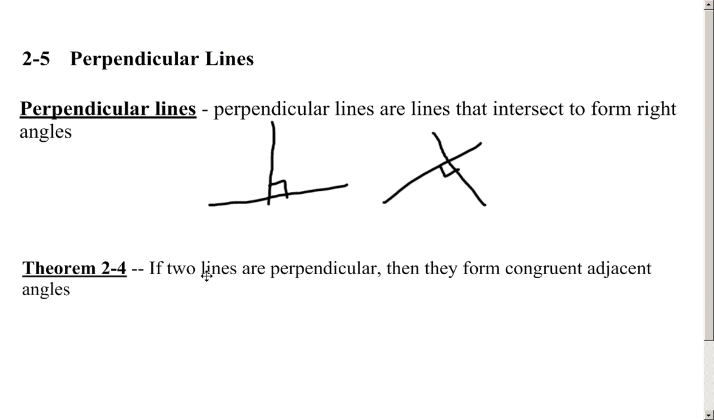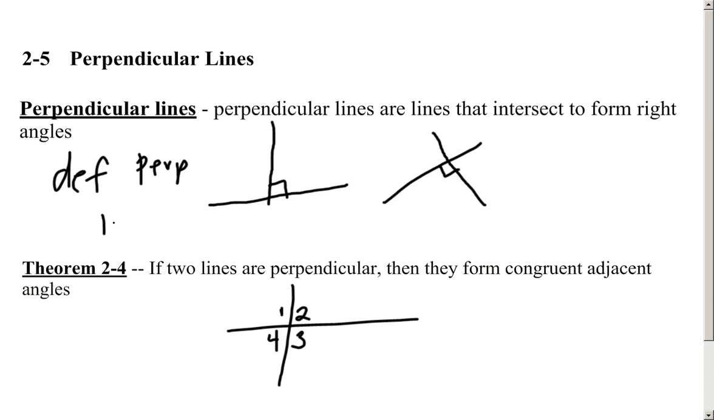Now, theorem 2.4 says if two lines are perpendicular, then they form congruent adjacent angles. What this is saying is that if I'm given that these two lines are perpendicular, then I know angle 1 is congruent to angle 2, and angle 2 is congruent to angle 3, and angle 3 is congruent to angle 4. Because we're intersecting to form right angles, we have 1, 2, 3, 4 right angles. So this kind of goes in with perpendicular lines. This here is the definition of perpendicular lines. All right, and the rest of these are theorems created directly from the definition.